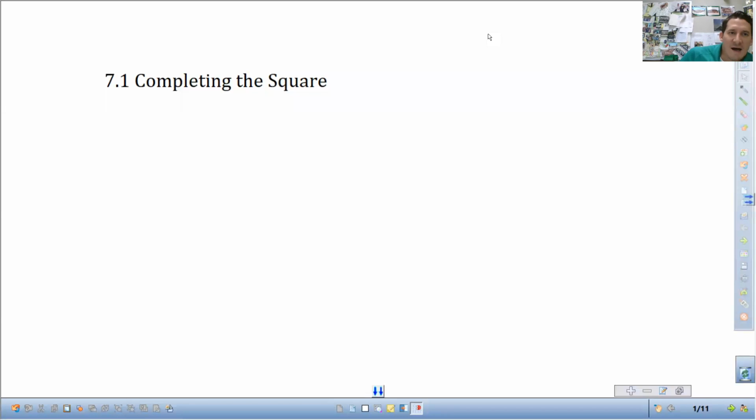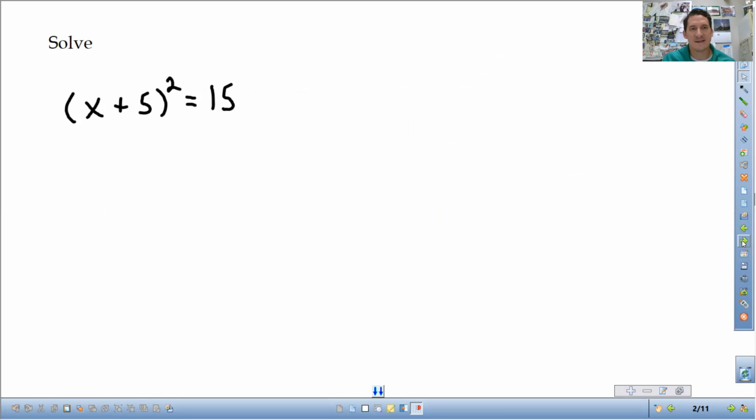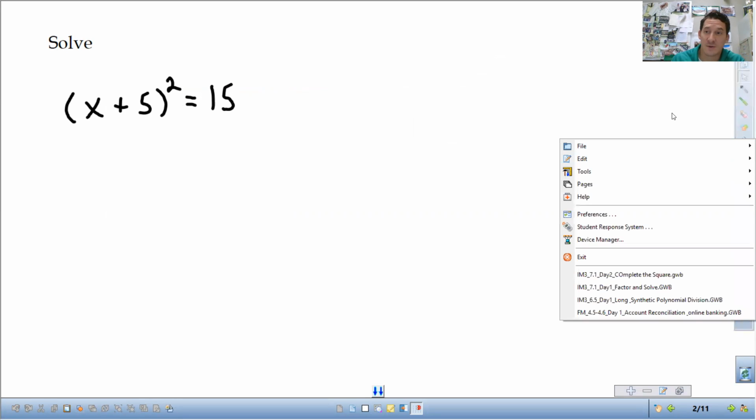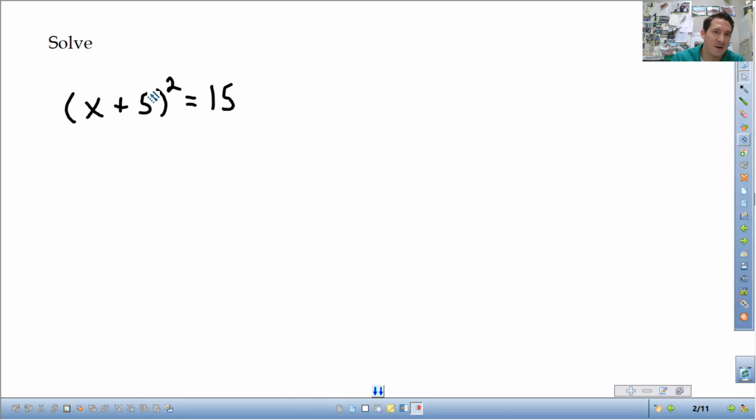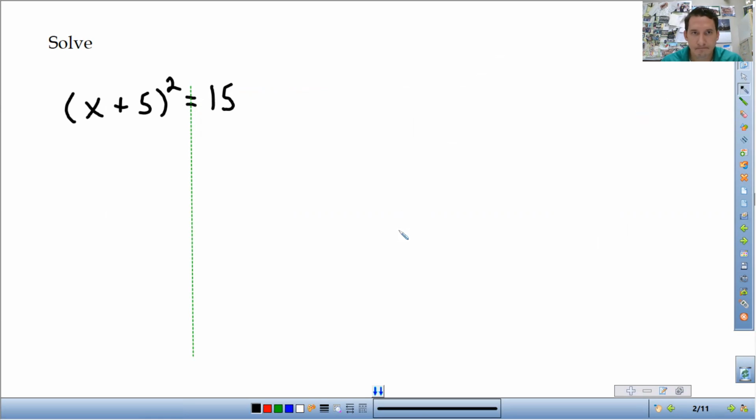All right, IM3 classes. We are continuing with our solving the polynomials. This time we're talking about a method called completing the square. So first thing we need to do is review how to solve quadratics with the square in there of an equation like this. We don't need any special method to do this. This is just normal solving.